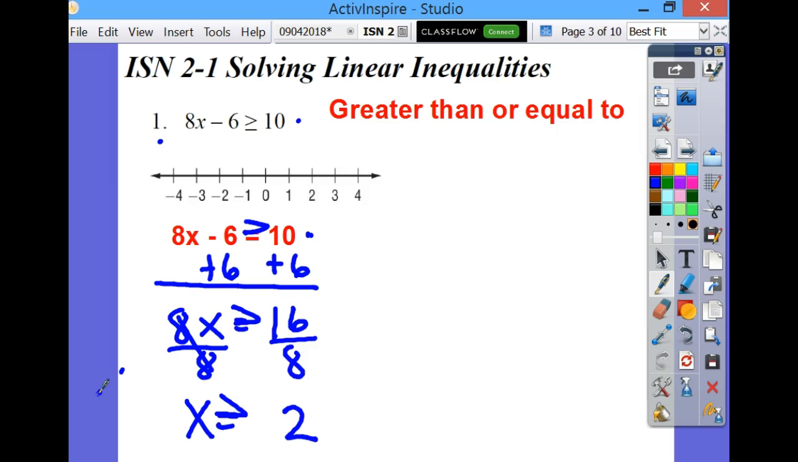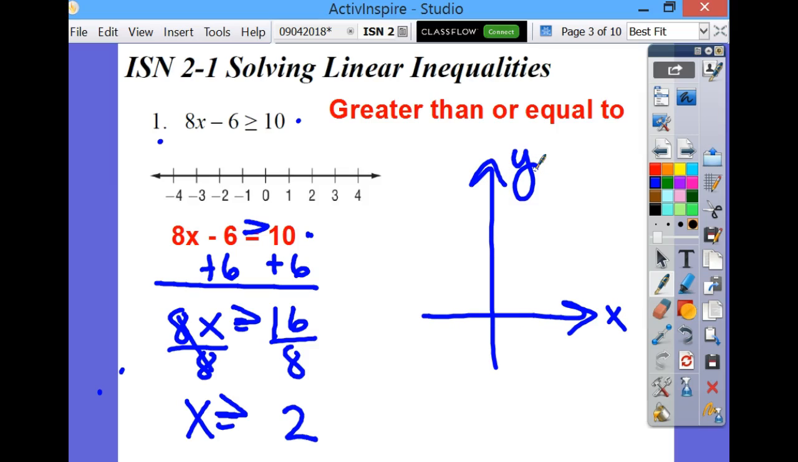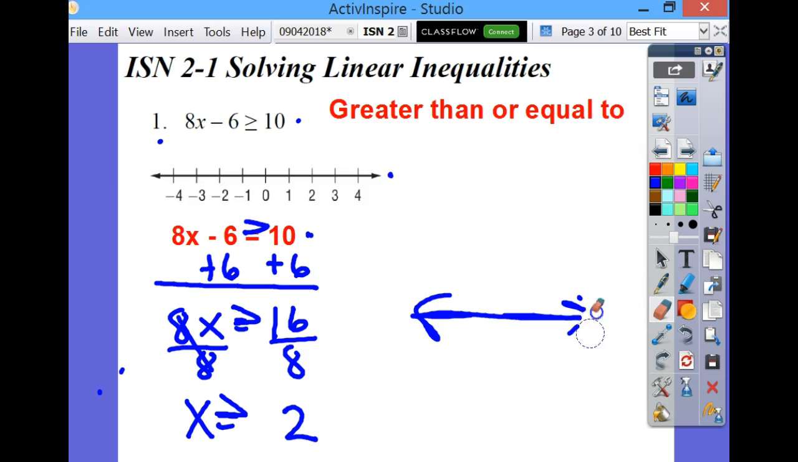But how do you graph it? First of all, why are we graphing it just on a number line? Most of the graphing we will do will be on the XY plane. Why are we just graphing this one on a number line? Well, this is the XY plane. Do you see any Y's? So if we don't have any Y's, what's left? The X just in one direction. So we're only solving for X, so we're only graphing in the X direction.